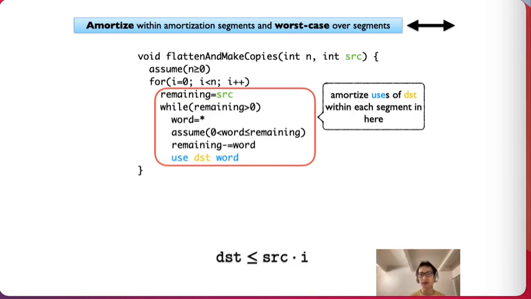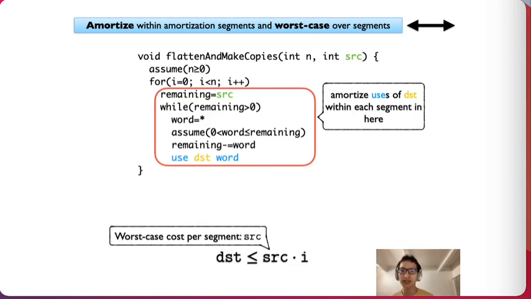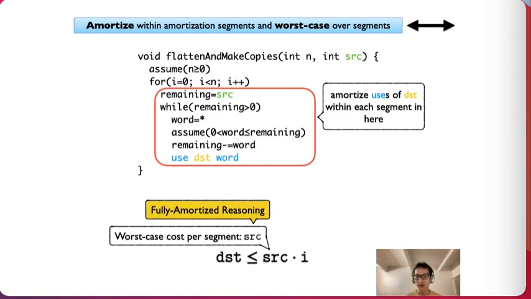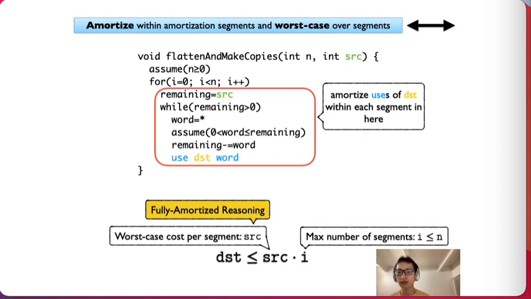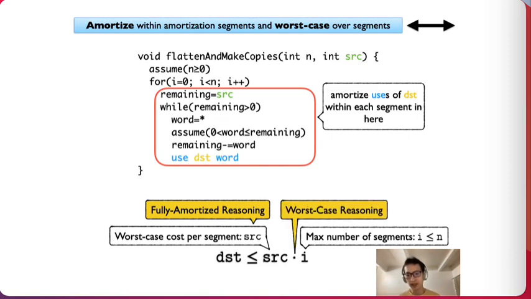This inequality means the worst-case cost of executing a segment is source, because one iteration of the outer loop copies the entire list source. To obtain this estimation, we must apply amortized reasoning within the segment, because the lengths of words may vary. Then, we analyze the max number of times the segments can be executed, which is n, because the outer loop iterates n times. Thus, this product is using worst-case reasoning, because it uses the worst-case cost of any segment, which is source.